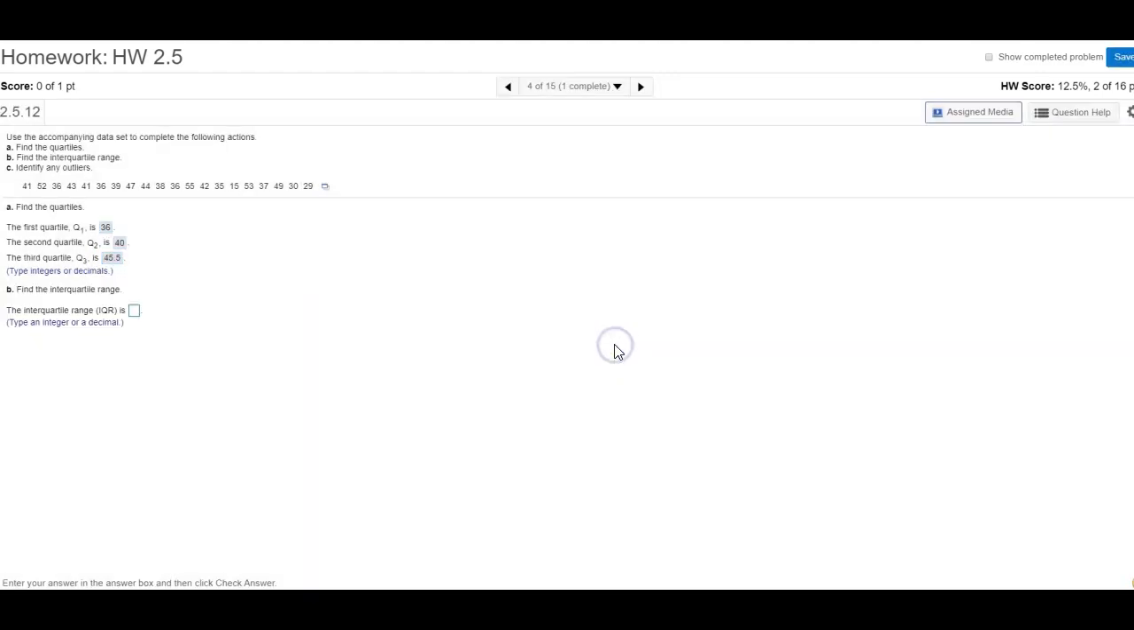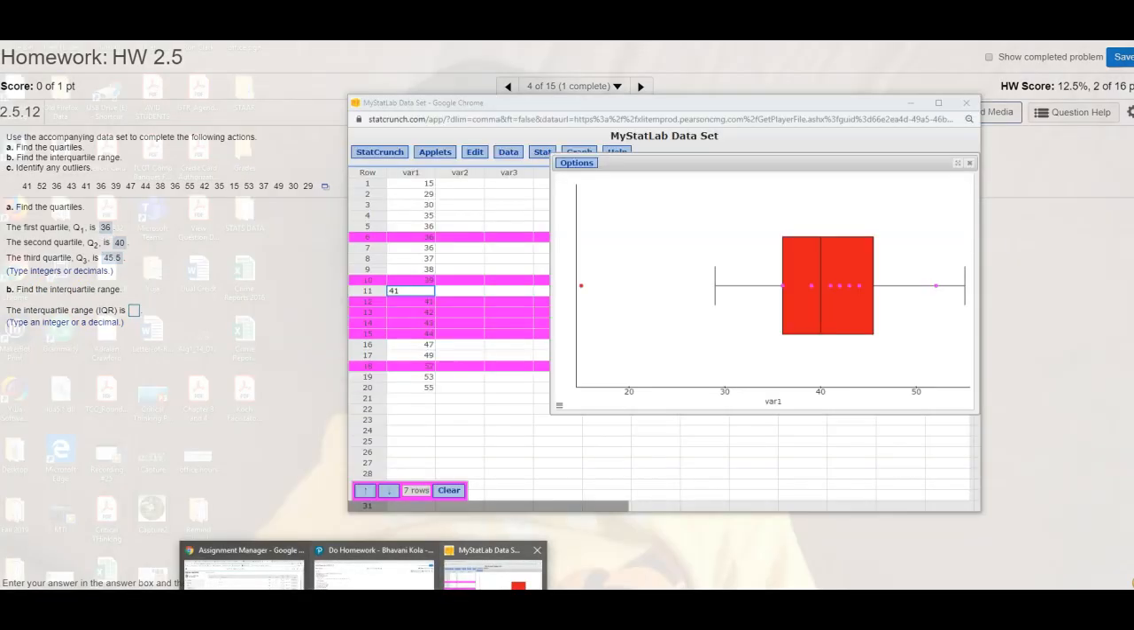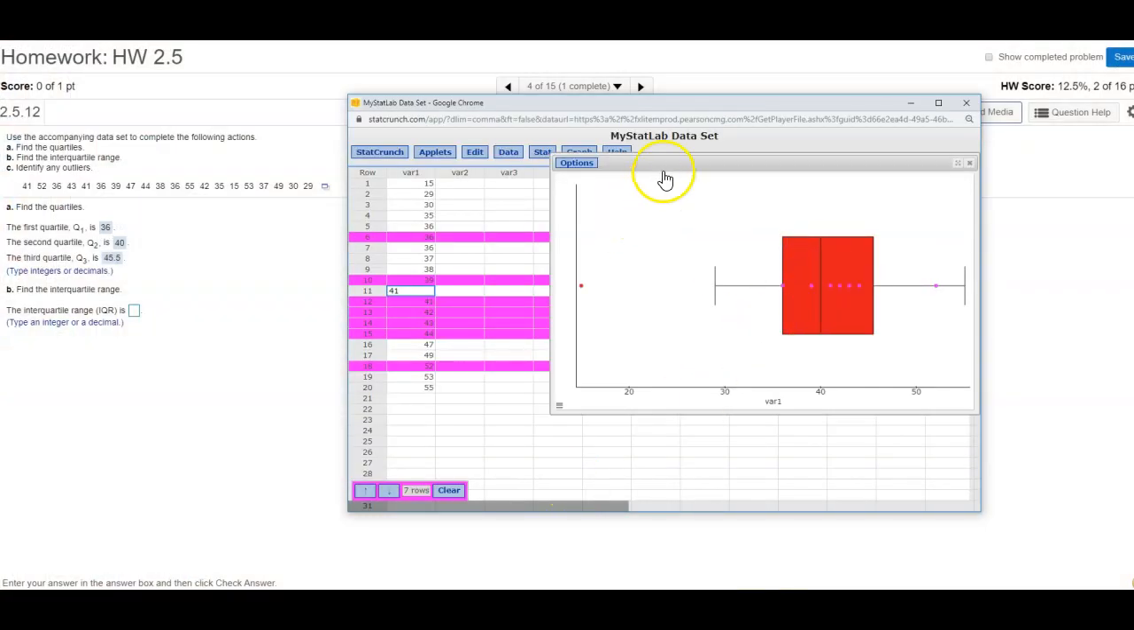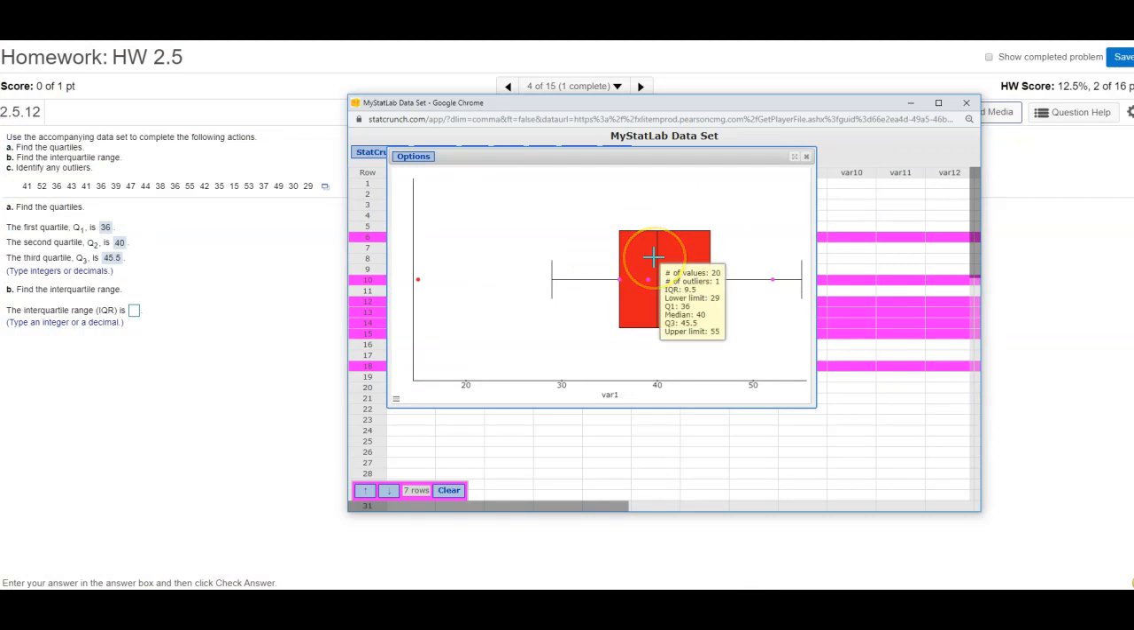Well done. They ask me for the interquartile range, so let me go ahead and see what that is. When I move my mouse, I will see something that says IQR. Do you see that? It says IQR 9.5. So IQR is your interquartile range. Range means maximum minus minimum. Quartile range is the range between your quartiles.